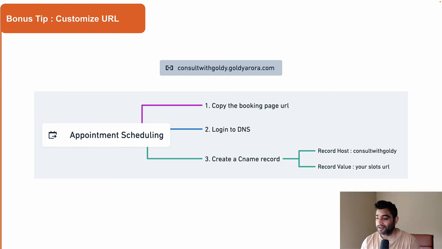Just save it. Within a few minutes or a few hours, depending on your DNS TTL or some technical stuff, just leave it for now. But within 24 hours, usually, you will be able to share this with your customers. Anybody can go to consultwithgoldy.goldyarora.com or whatever URL that you came up with, and they will land on that beautifully looking page to book you.